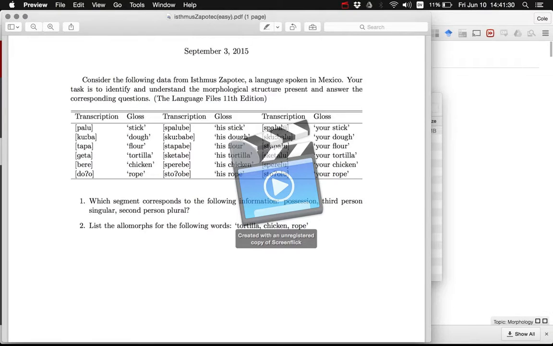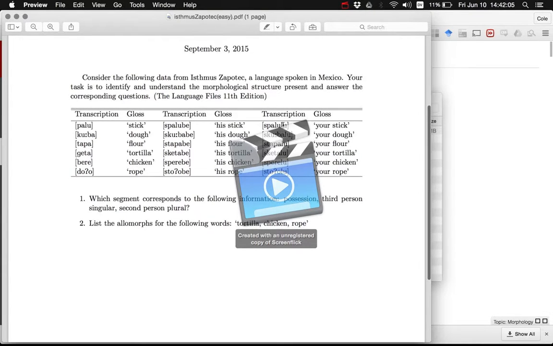So in the possession translation, again, we're looking for things like your, his. So in stick, we have palu, and then spalube is his stick, but your stick is spalulu. Now the difference between column 2, the one with the his, and column 3 with the your, is obviously the difference of the ending segment. So in spalube, we have be ending all of the words here, and that must then indicate the third person, because all these translations have his. And this ending segment, lu, must indicate that the segment is second person. And then the S at the beginning of both of these must be the one that stands for possession.